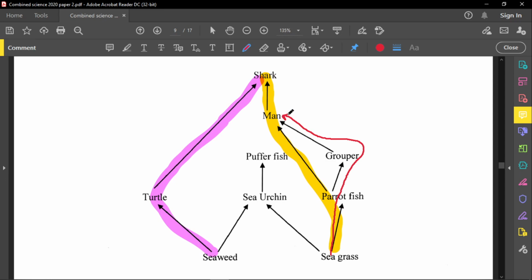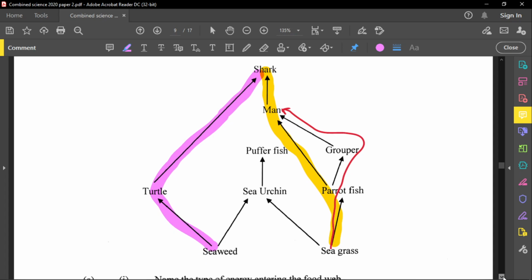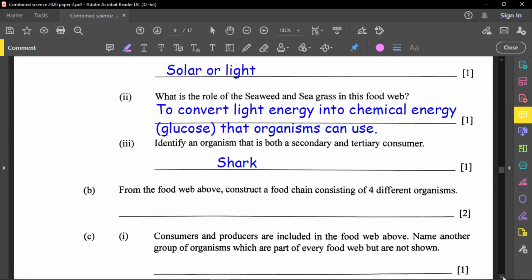Or maybe I don't want to see the man eaten by a shark. All right, so it could be seagrass, parrotfish, grouper, and man. All right, this is a nice food chain right here. We could also go from the seagrass, parrotfish, man, and shark, but again, I really don't want that today. All right, so let's go to this food web. Again, let's remember this: seagrass, parrotfish, grouper, and man. All right, so let's put that right here.